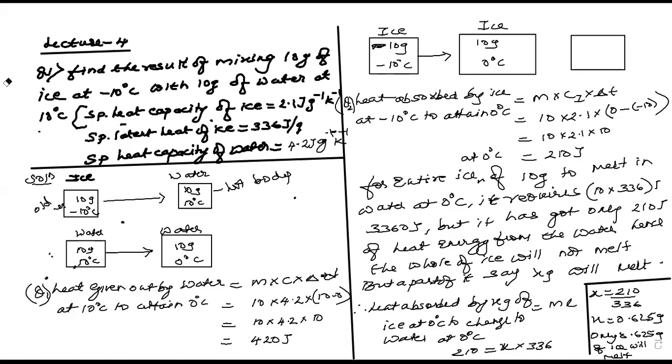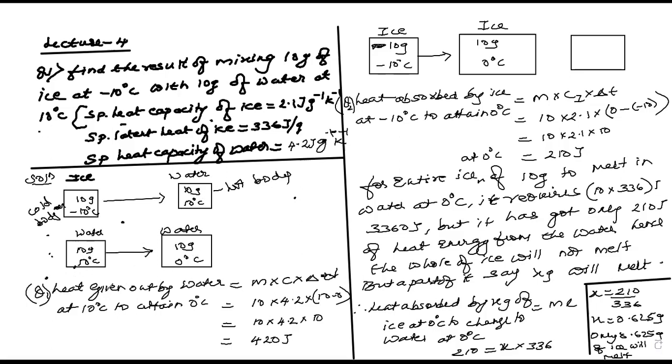It becomes very simple for you to understand now. Cold body, okay? Cold body is ice. So hot body is going to give out heat. So what I'm going to do, this 10 gram of water at 10 degrees Celsius, suppose it changes to water at 0 degrees Celsius.